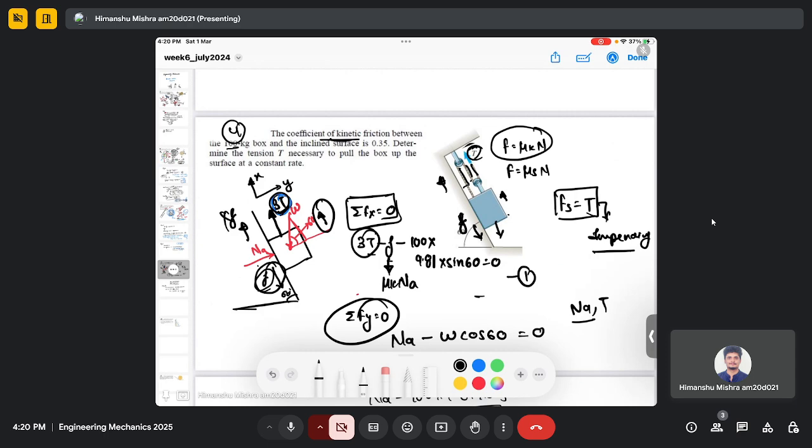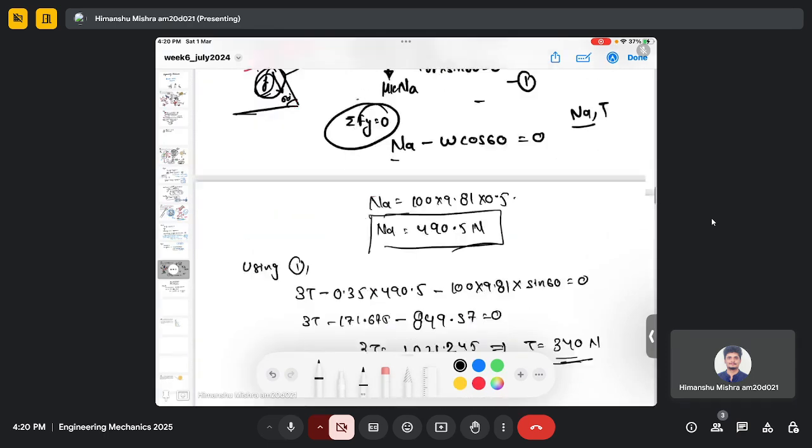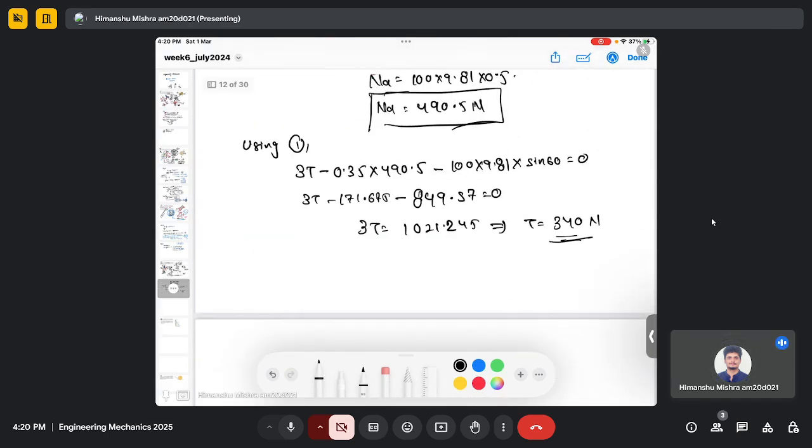What was the value of T? The final value of T is 340 Newton. Okay, thank you. Precisely, it will be 340.4.